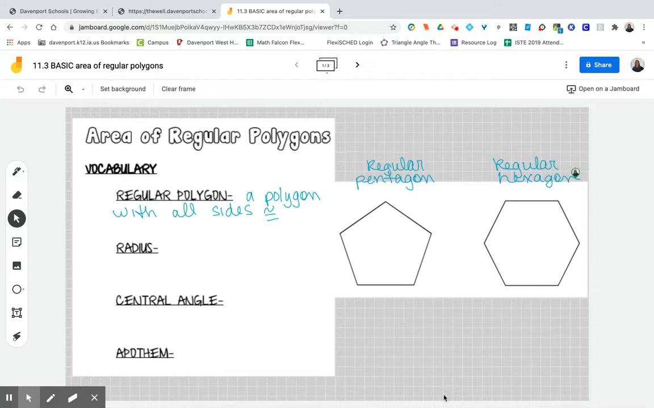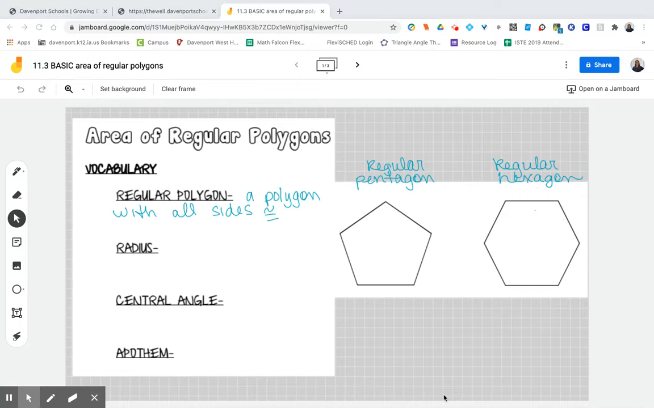So since they're regular, all 5 sides here are congruent, and all 6 sides here are congruent. So if this side here is 5, then all of the sides around here would be 5. If this side here was 10, then the other sides all the way around would be 10. You didn't really need to write that part down on the pictures. I just wanted to re-stress to you what regular means. So regular means all sides are going to be congruent.